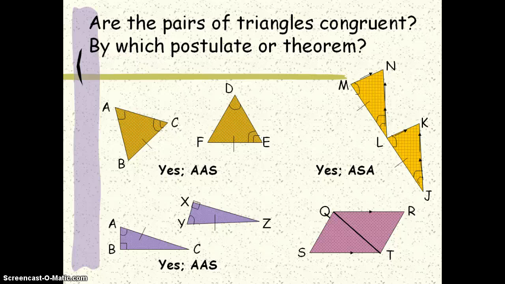One more. This one does not have any information marked, so we are going to have to use everything we know to see if these triangles are congruent. First, I'm going to mark that my alternate interior angles are congruent. So these are two parallel lines. Here's my transversal. I'm also going to use the reflexive property to show that QT is congruent to itself. Is there anything else that I can mark? The answer is no. So since I only have two pieces of information, I cannot show that these triangles are congruent.